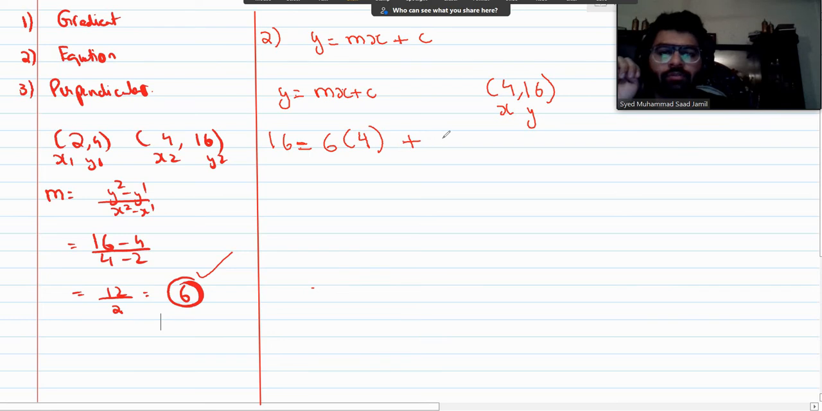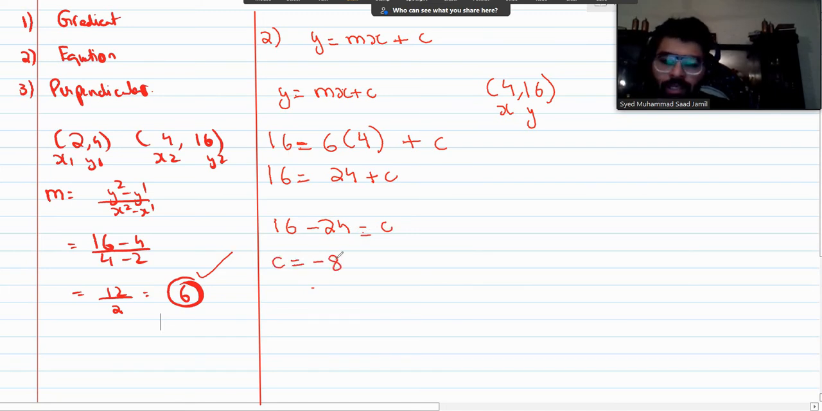Plus c. So 16 is equals to 6 times 4, that is basically 24, plus c. You will deduct 24 from both sides, so 16 minus 24 is equals to c. c is equals to minus 8. So your equation is y is equals to 6x, and in place of c you will now write down minus 8. That's how you find an equation.